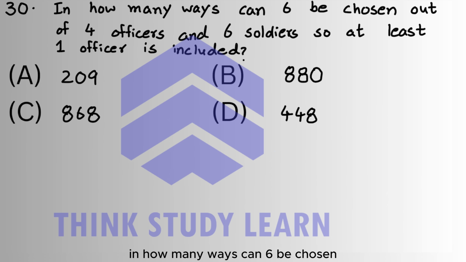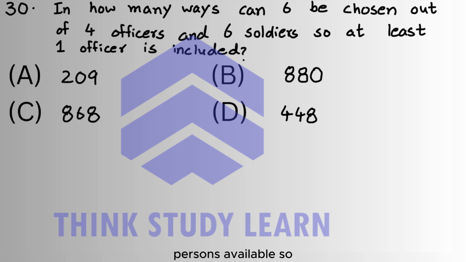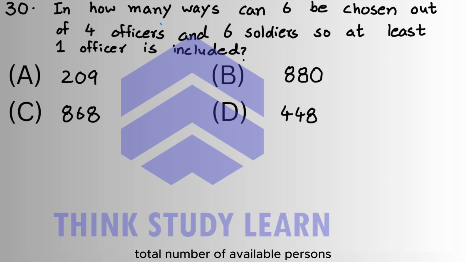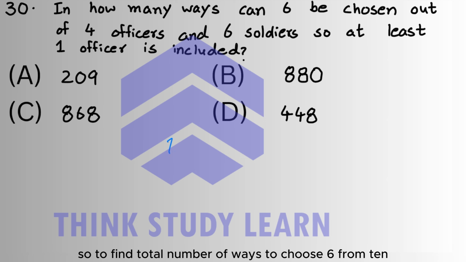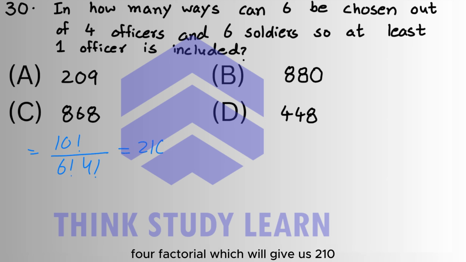The last question states, in how many ways can 6 be chosen out of 4 officers and 6 soldiers, so that at least one officer is included? So we will use the combination approach to solve this question. First, we will find the total number of ways to choose 6 from the total persons available. So here we can clearly say that 4 officers and 6 soldiers make 10 total available persons. So to find the total number of ways to choose 6 from 10, the combination will be 10!/(6! 4!), which will give us 210.